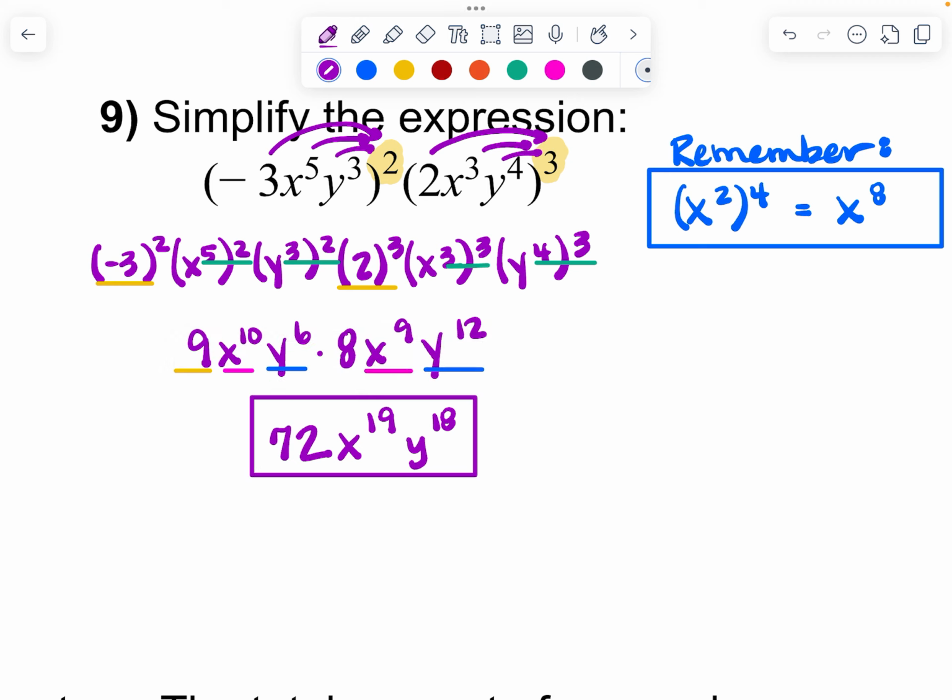All right, so we're using the power to a power rule and the multiplying like bases rule.